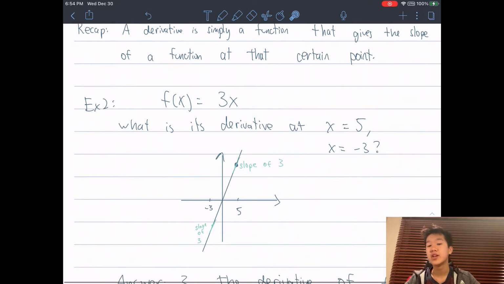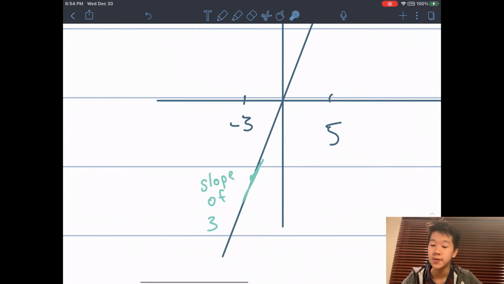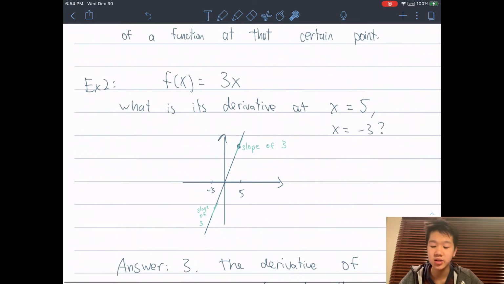So let's say I have another example. So I have f of x is equal to 3 times x. So what is the derivative at x equals 5? At x equals 5, we see that it's a slope of 3. And now I'm asking, what's the derivative at x equals -3? And as you can see, it's still a slope of 3.